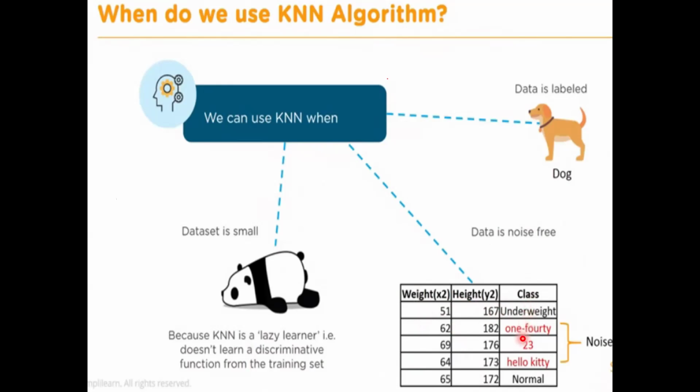But in this data set, rather than underweight, overweight, and normal, I have three other variables which do not match my requirements. So I'm going to term this table or data set as noisy data. This kind of data can't be processed through the KNN algorithm. So coming to the point, KNN can be applied only on a simple table data set, and it can't be applied when the data set is large or filled with noise.